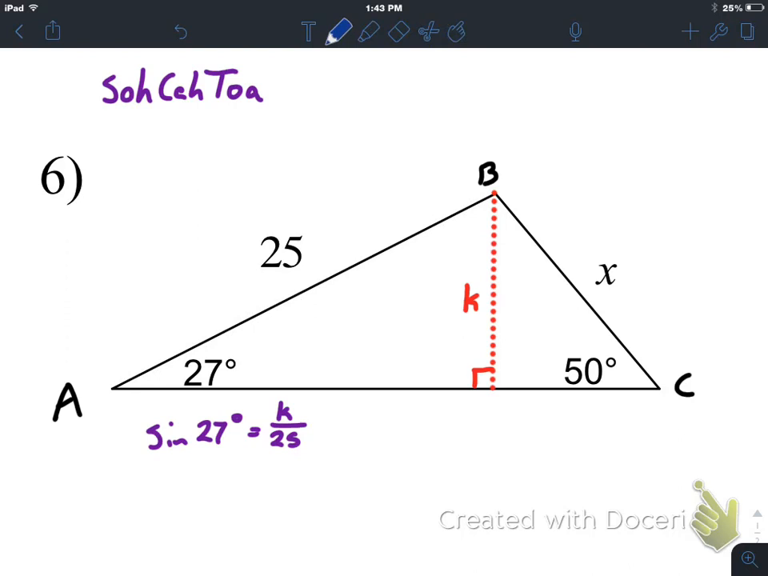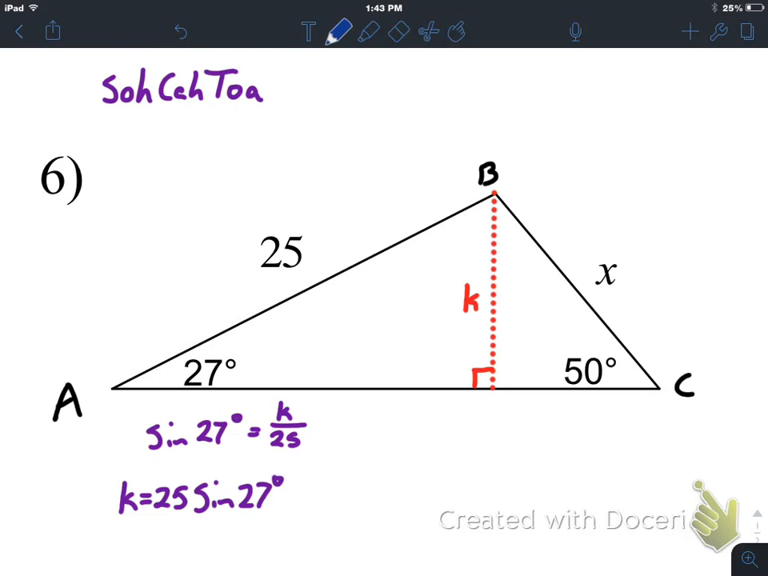Now, I know one angle and one side, and I'm looking for this side. So what is that? If I'm standing at 27 degrees, I'm standing at this angle A, this side is opposite. The longest side, of course, is the hypotenuse, and then this would be the adjacent side here. So if I know that I'm looking for the opposite side, and I know the hypotenuse, it's going to be a sine problem. So sine of 27 degrees equals k divided by 25.